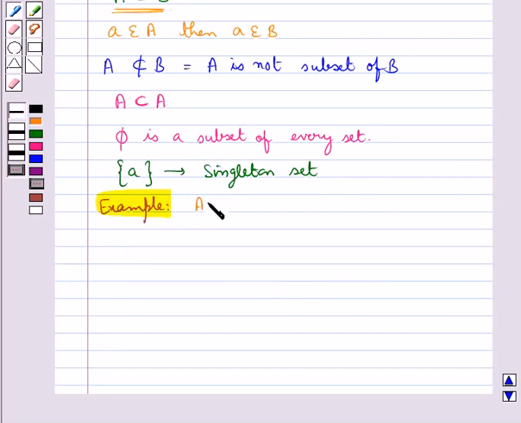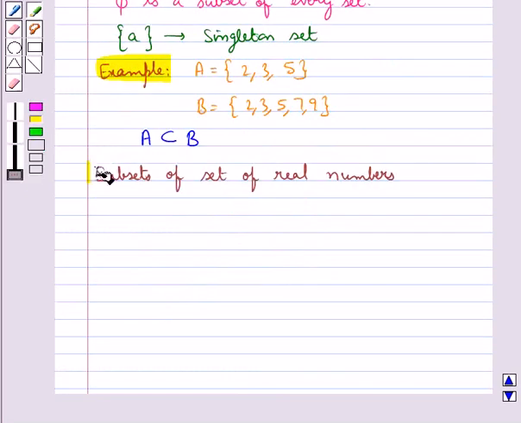Consider a set A with elements 2, 3, 5 and a set B with elements 2, 3, 5, 7, 9. Now as you can see, every element of set A is an element of set B, so we can say that A is a subset of B. Next we have subsets of the set of real numbers.